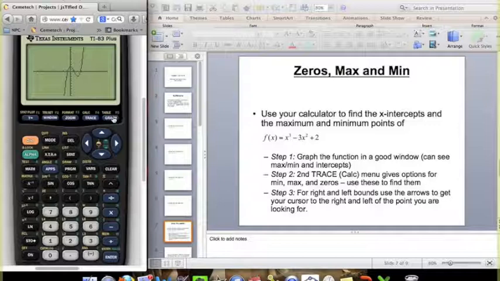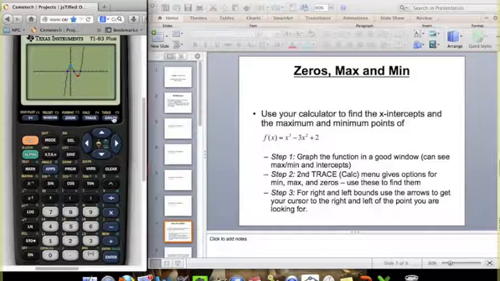So we're going to have multiple answers to these questions. So we're looking for anywhere that this thing crosses the x-axis. So I see 1, 2, 3 of those. We're looking for any high points, any hills, and I see 1 of those. And we're looking for any valleys, and I see 1 of those. So this is going to have 5 answers to this question.